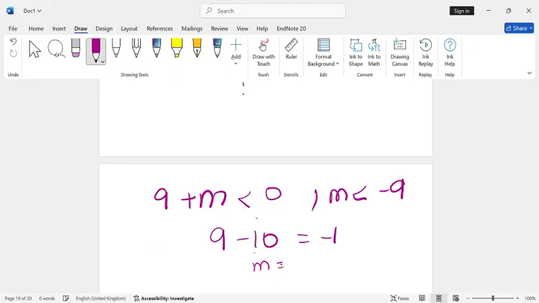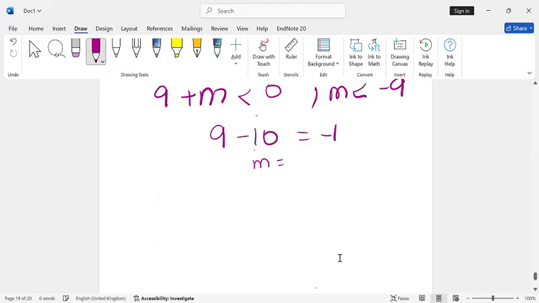So if I put the value of 14 over here, if we have 14 plus m, and I put the value into this equation, 14 minus 6, it gives me a positive answer. Okay, it gives me a positive answer.